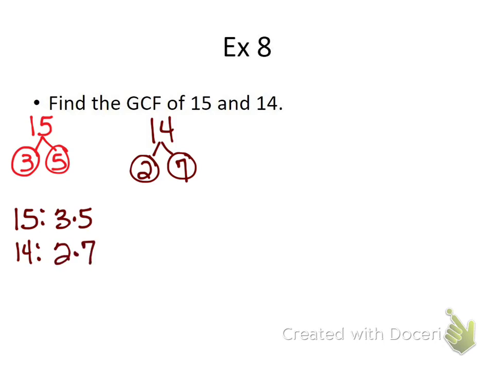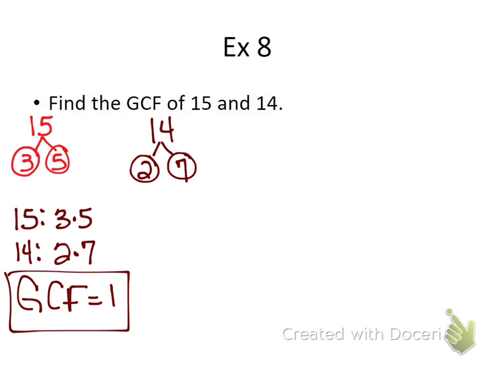Can we circle any common factor pairs? Nope. Do they share any factors? Nope. What does every single number share? 1. So when you have something like this, and they do not share a common factor, then the greatest common factor will be 1. So the GCF equals 1. Okay?